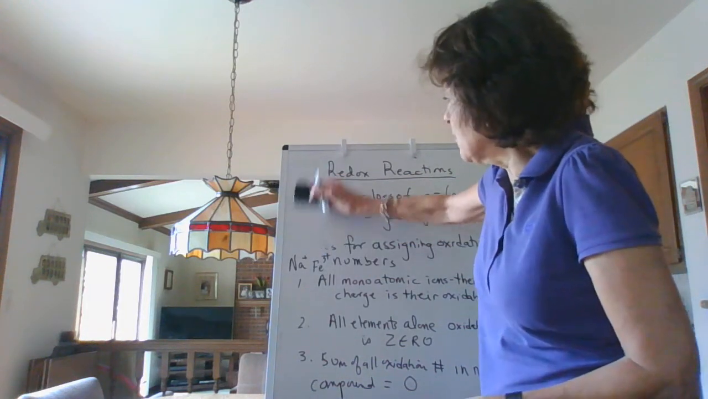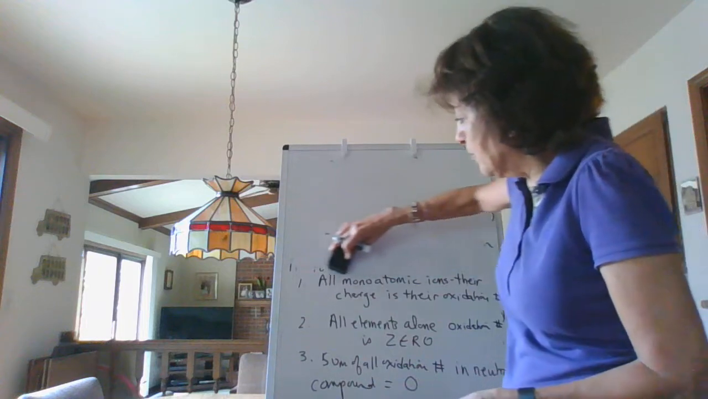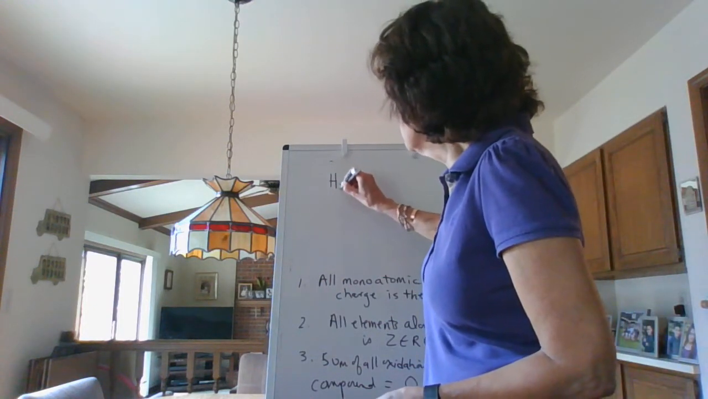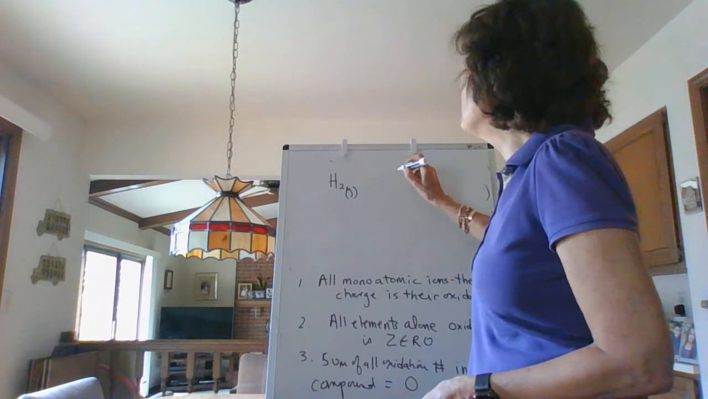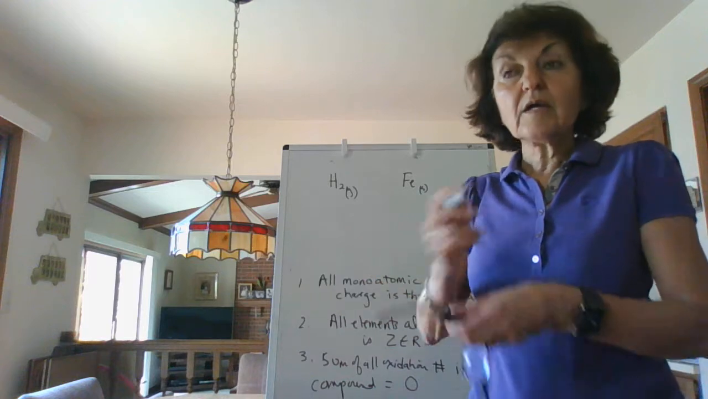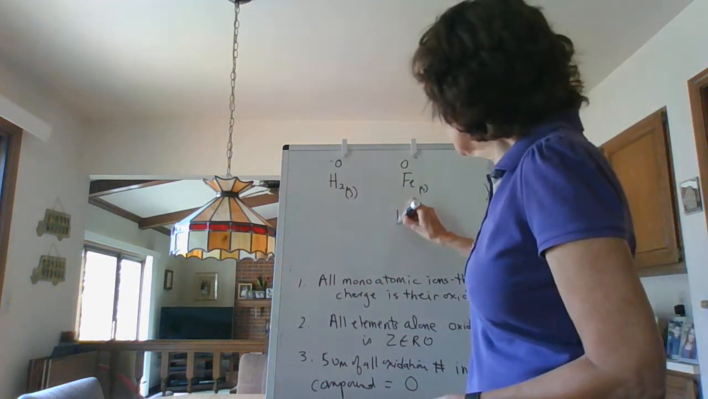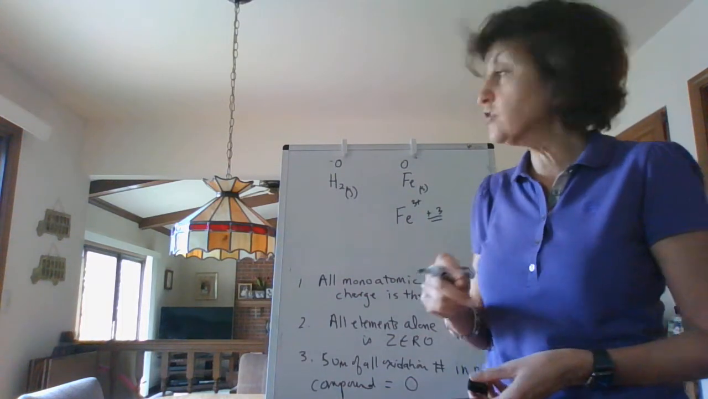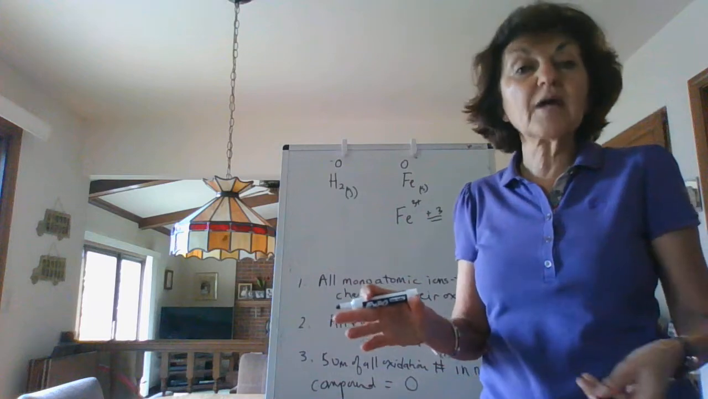I'm going to erase this part so I can have some room to show you some examples. We already talked about the first rule, that for monoatomic ions the charge is the oxidation number. But what if I had a hydrogen all by itself, let's say hydrogen gas, or an iron solid all by itself? This is an element alone. It's not in ionic form. It's just a neutral element all by itself, not hooked up to anything else. Its oxidation number is 0. When I had the iron ion, its oxidation number was +3 because the charge is the oxidation number. But if it's all by itself, with no charge on it and not hooked up to another element, its oxidation number is always 0.